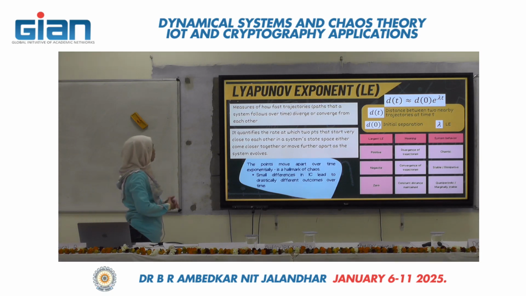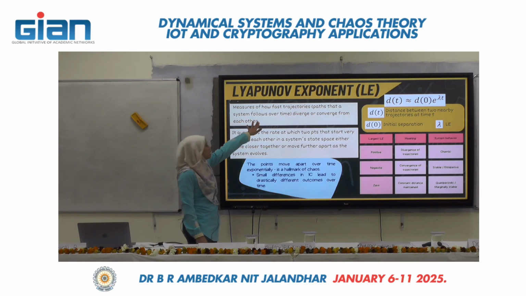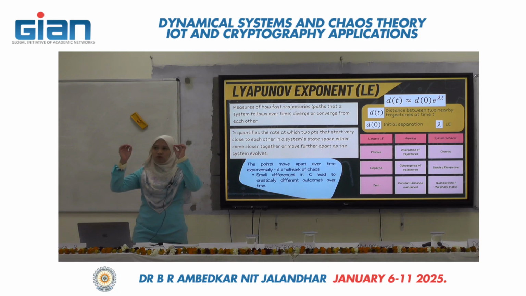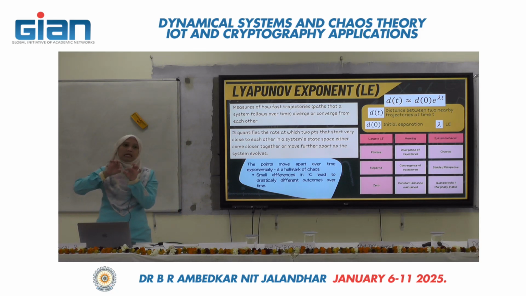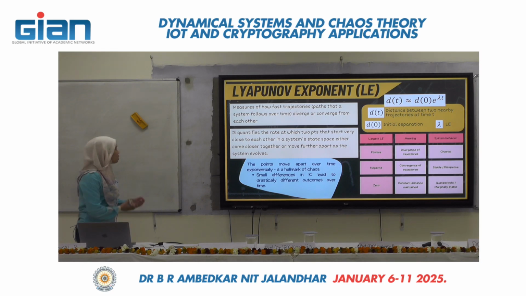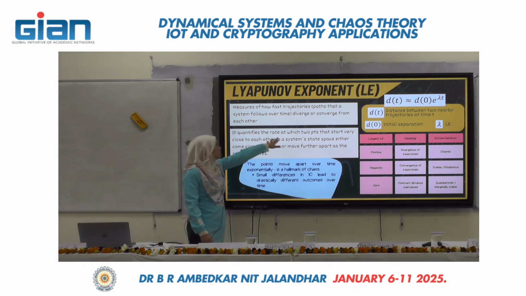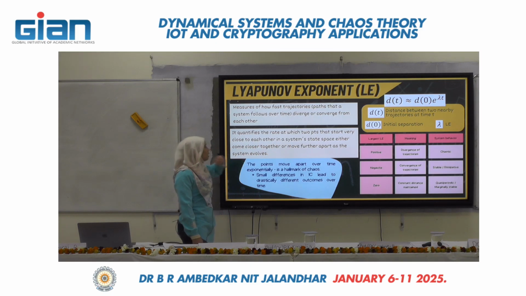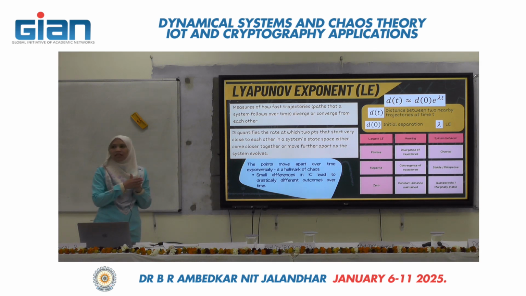The Lyapunov exponent measures how fast trajectories diverge or converge from each other. So you need to imagine you have two initial conditions with a tiny difference. We want to see how they diverge or how they converge. Okay, so it quantifies the rate at which two points that start very close to each other come closer or move further apart as the system evolves in time.